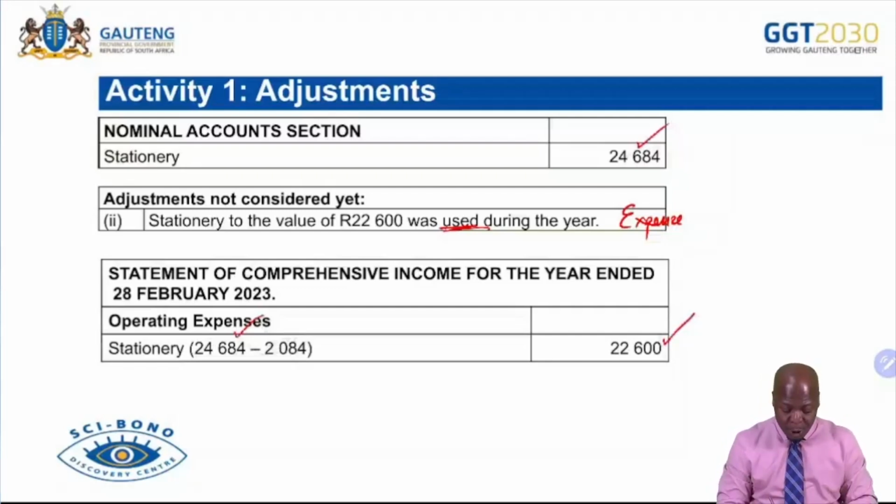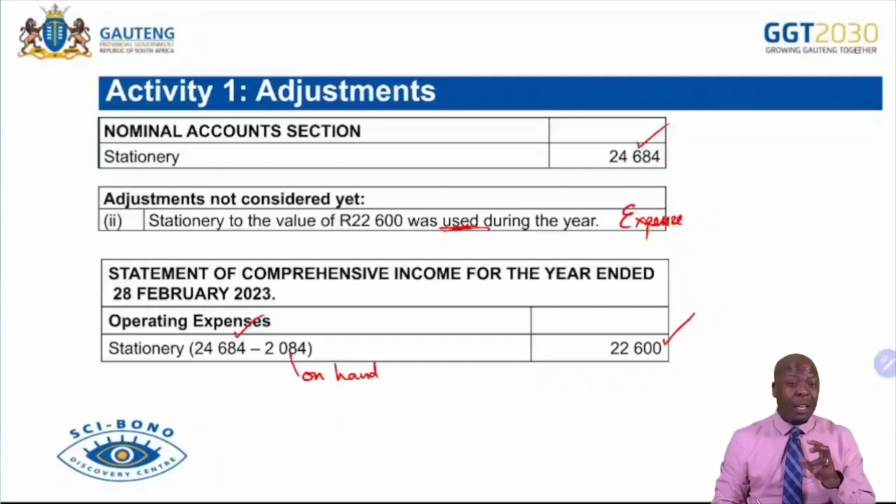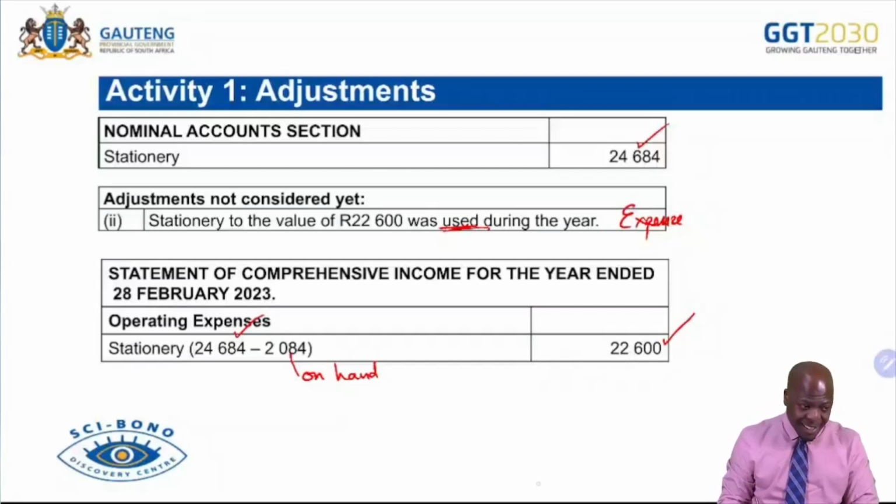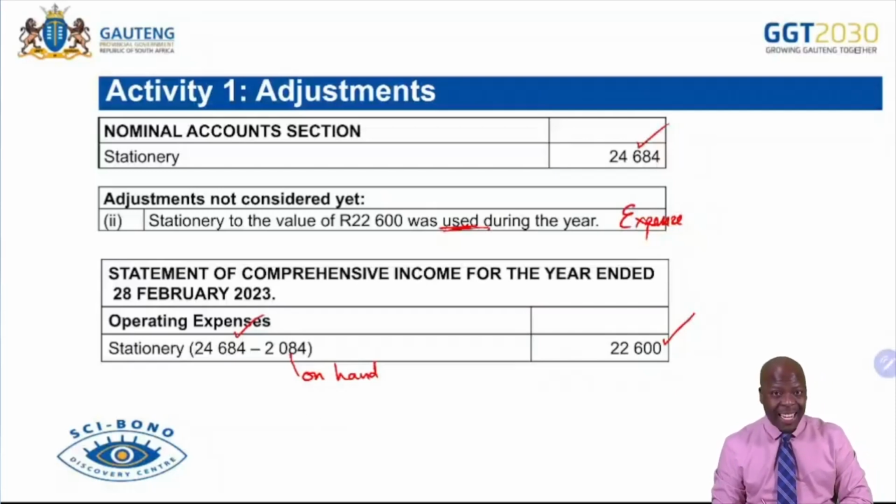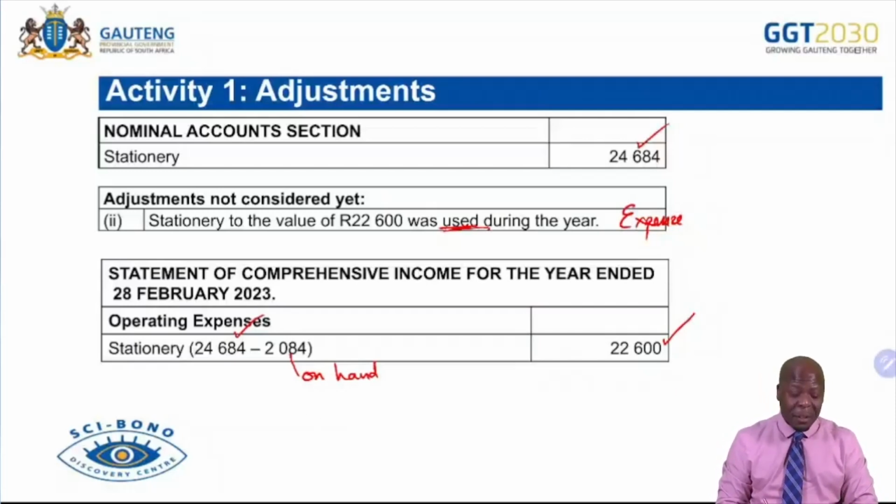So the difference between these two becomes my on hand. This is what is on hand. Already some of you know where you're going to take this one. If we were preparing the statement of financial position, this was going to be in note number 4. Yes, it's consumable stores on hand. So here we will come and subtract the 2,084, and then we end up with 22,600. So if I were doing note number 4, I would be having my consumable stores on hand of 2,084 rands.